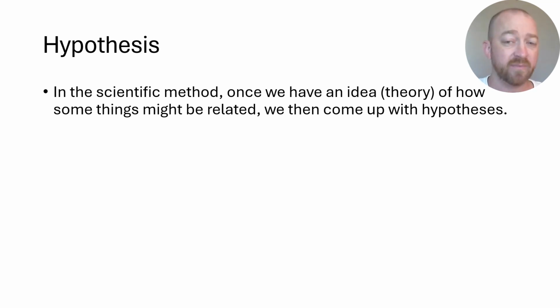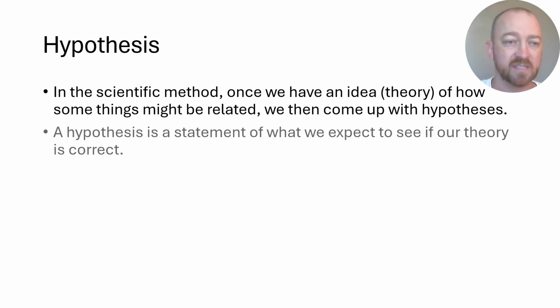But once we have some kind of theory, then we can come up with hypotheses. Hypotheses is the plural word for hypothesis. Hypothesis is the singular. A hypothesis is some kind of statement as to what we should expect to see if our theory is correct. In other words, if I were to come up with some controlled observations to test my theory, what should I see happen?